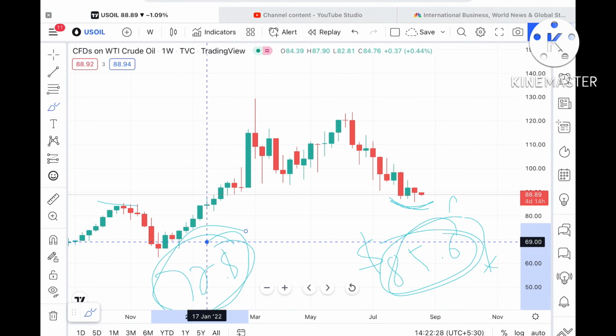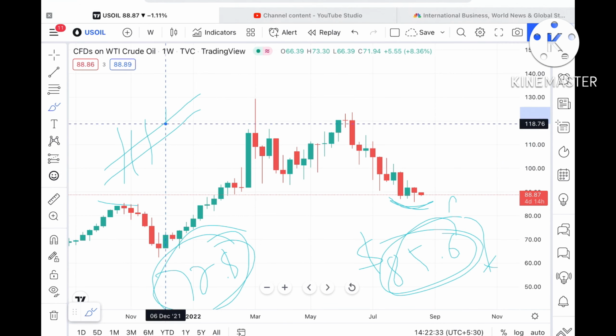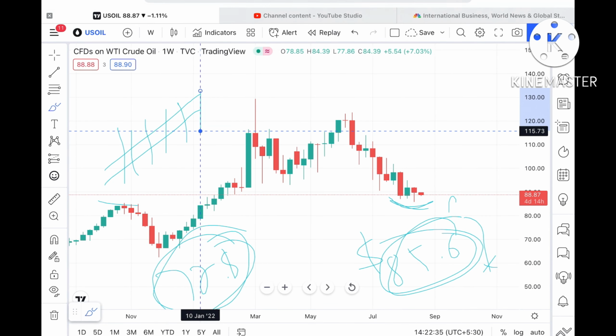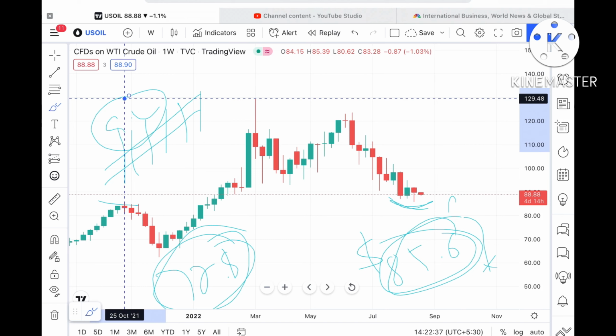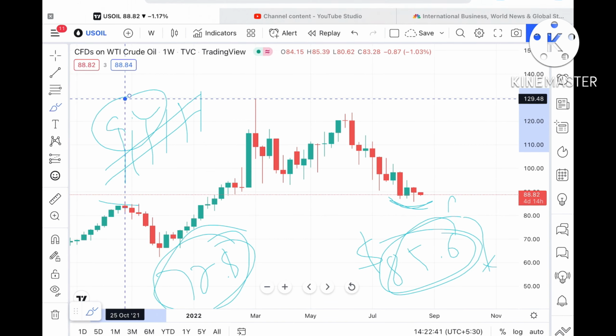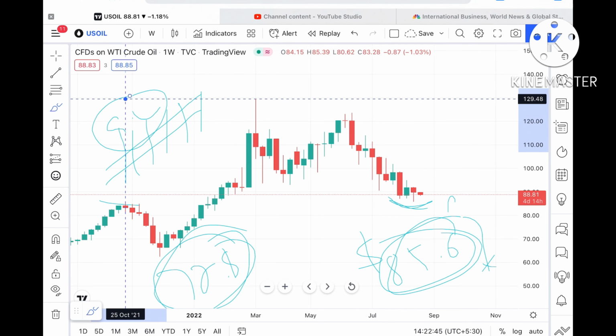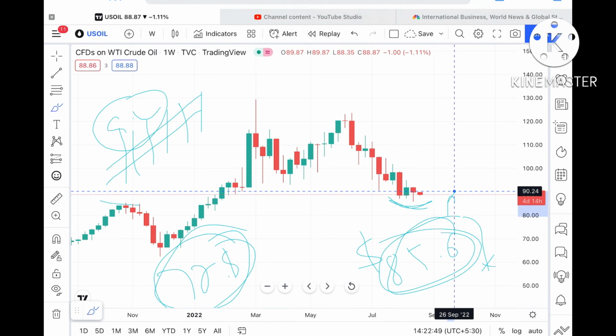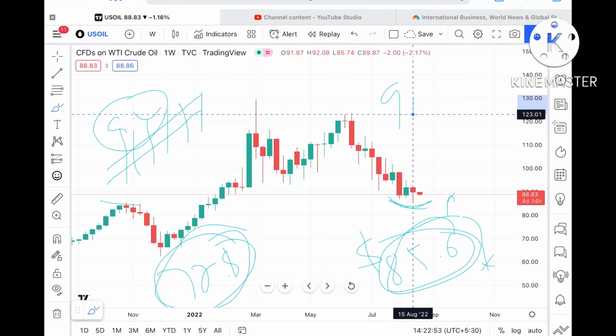You have to know your day limit risk, and your stop loss should be such that you are not risking an amount more than your capability. Managing risk is very important. Now suppose this level sustains, the probability is very high that it can go up towards a level of around $90.4.